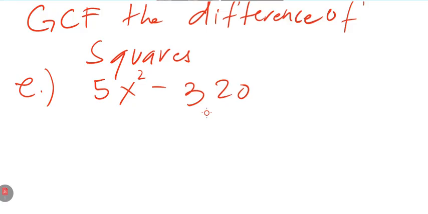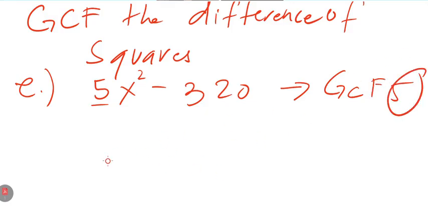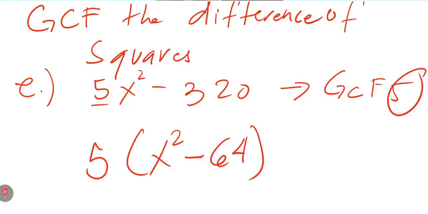If you look down here, the factor we take out is the 5. That's the GCF, the 5. And that gives us the answer of 5 times x squared minus 64. Now we're going to factor the difference of the square inside the parentheses.